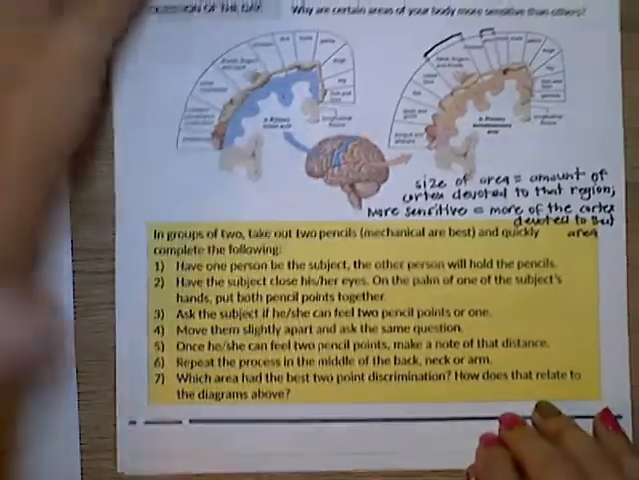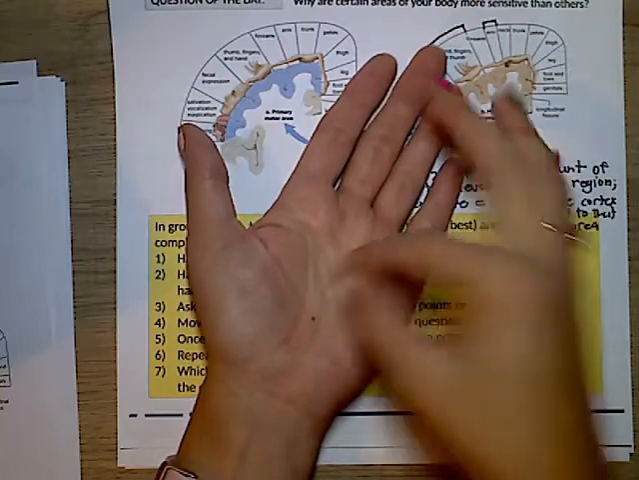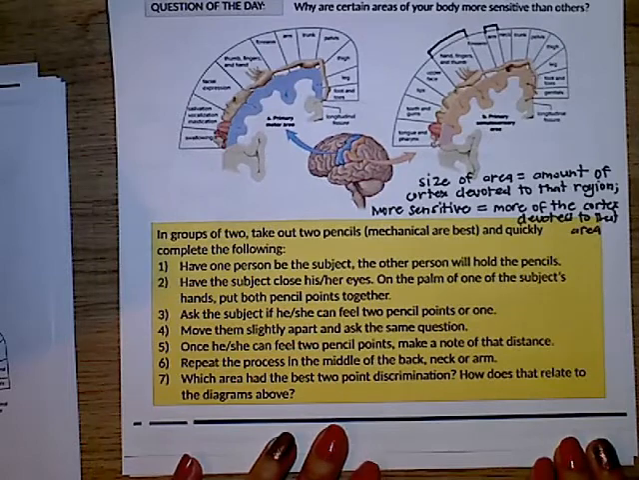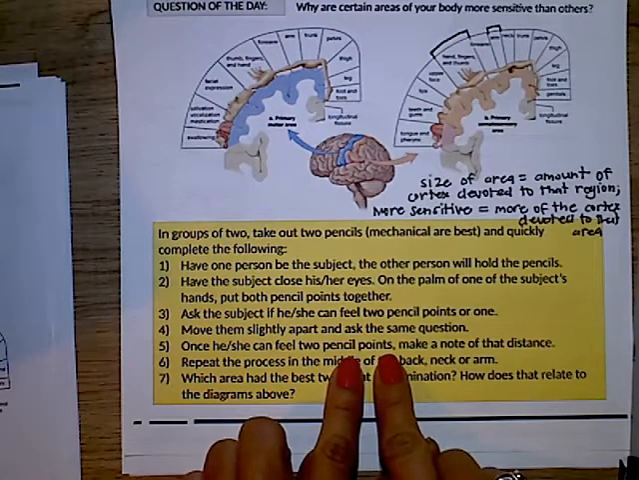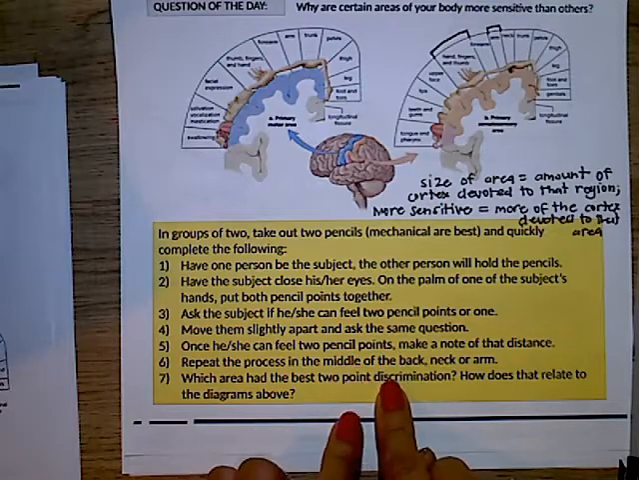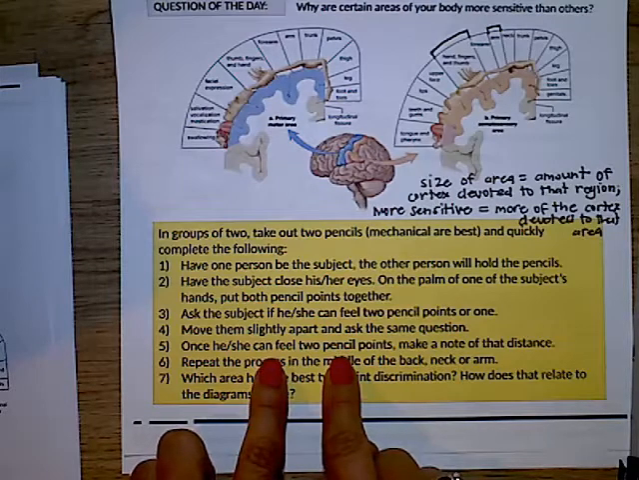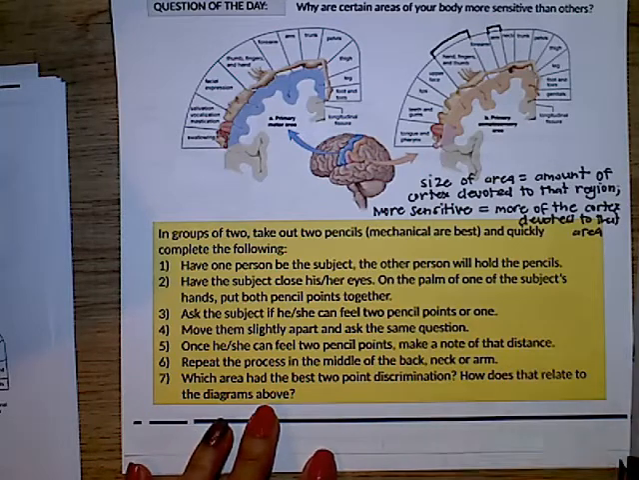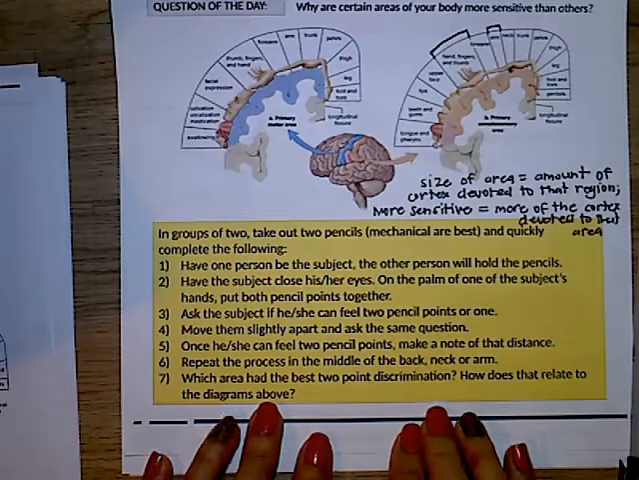So the subject's going to hold out their hand and the other person's going to put the two pencil points together and gently poke their hand. And then you'll ask the subject if they can feel two pencil points or one. Then you move them slightly apart, just a tiny bit, do the same thing and ask the same question. And then once the subject can identify that there are actually two pencils poking them, you would make note of that distance. So it's this many inches or this many centimeters. Sorry, inches are a swear word in science. However many centimeters it is, approximately.